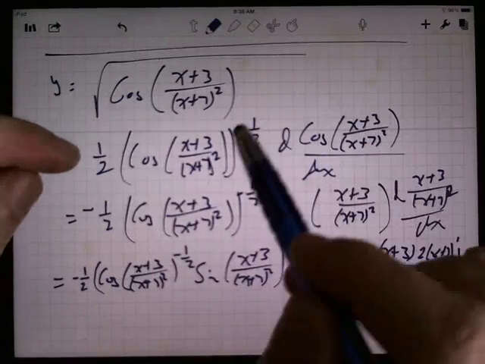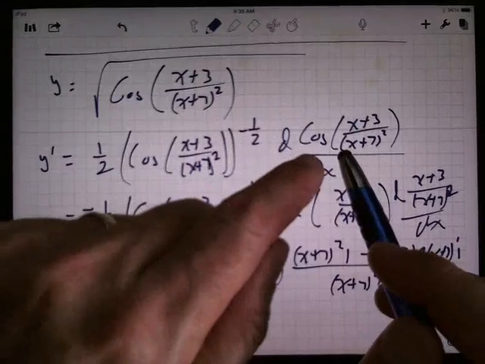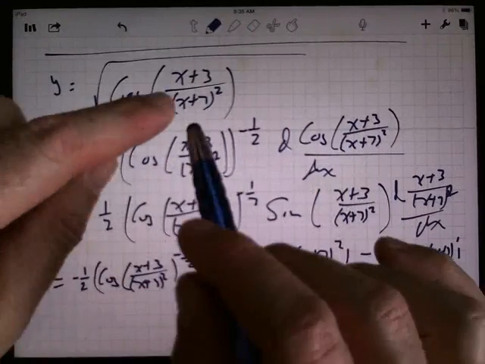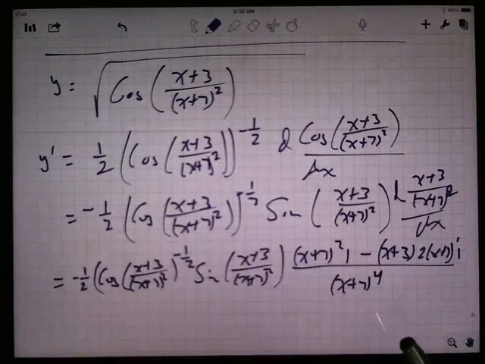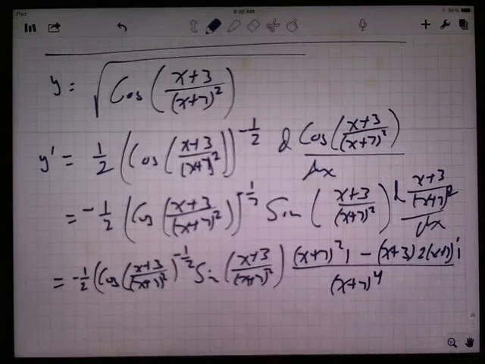This is a square root, so deal with the square root first. It's a square root of cosine, so the cosine gets dealt with next. It's a cosine of a quotient, so the quotient gets dealt with next. And in that quotient, there's a power rule, and that power rule gets dealt with at some point too. Start from the outside and work your way in.